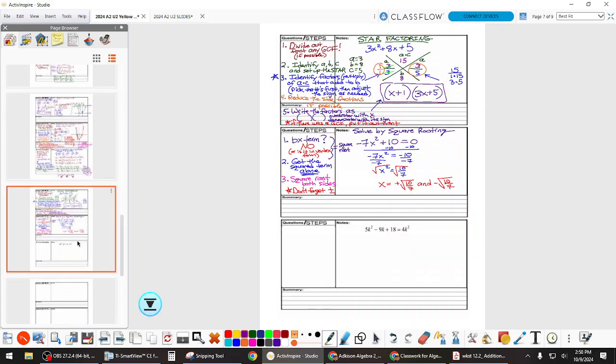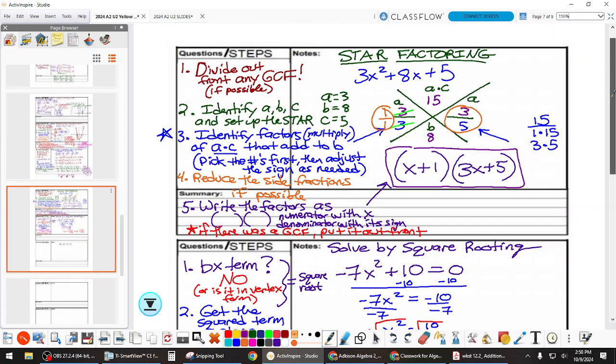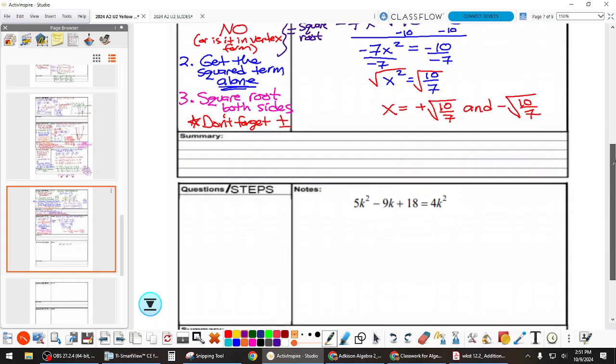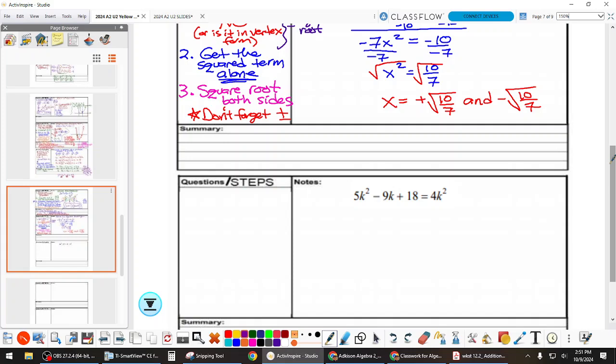Okay, we saw in this example note, we had one where there was no bx term, so our goal was to get the squared term alone, and sometimes that takes multiple steps. From there, our goal was to square root, and remember that a square root has a positive and a negative version of the same thing, so a positive and negative square root. Okay, so let's look at one. In fact, let me change the order of this a little and do one with vertex form.